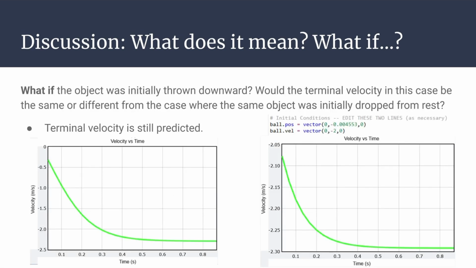What if the object was initially thrown downward? The terminal velocity would still be reached, however the magnitudes of the terminal velocities would differ. This can be checked by setting an initial velocity in GlowScript. On the left is the predicted velocity versus time with an initial velocity of 0 meters per second. You can see the line starts to plateau when the velocity is equal to negative 2.25 meters per second. On the right is predicted velocity versus time with an initial velocity of negative 2 meters per second. You can see the line starts to plateau at a greater magnitude, where velocity is equal to negative 2.30 meters per second. Even though in both cases the terminal velocity is reached, the magnitudes of these terminal velocities differ.